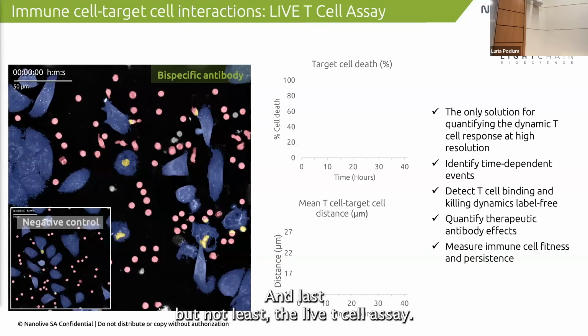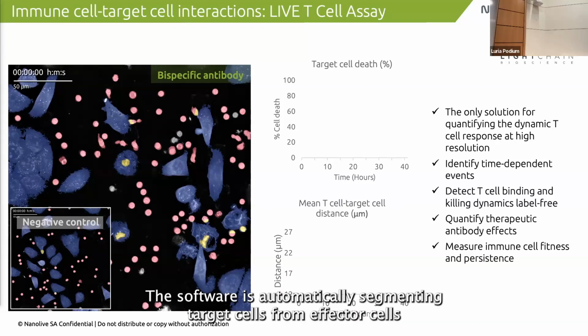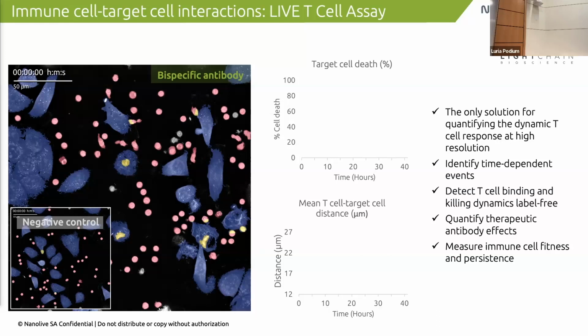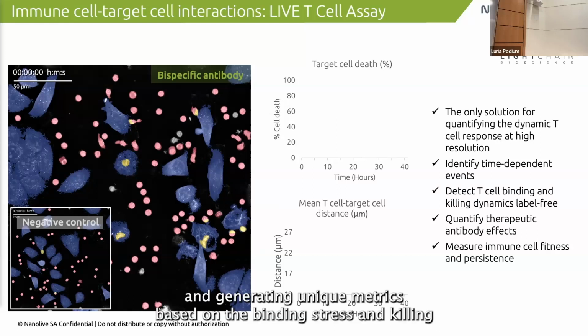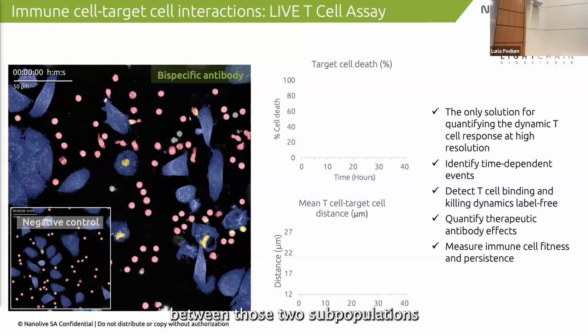And last but not least, the live T-cell assay, where here the software is automatically segmenting target cells from effector cells and generating unique metrics based on the binding, stress, and killing between these 2 subpopulations.